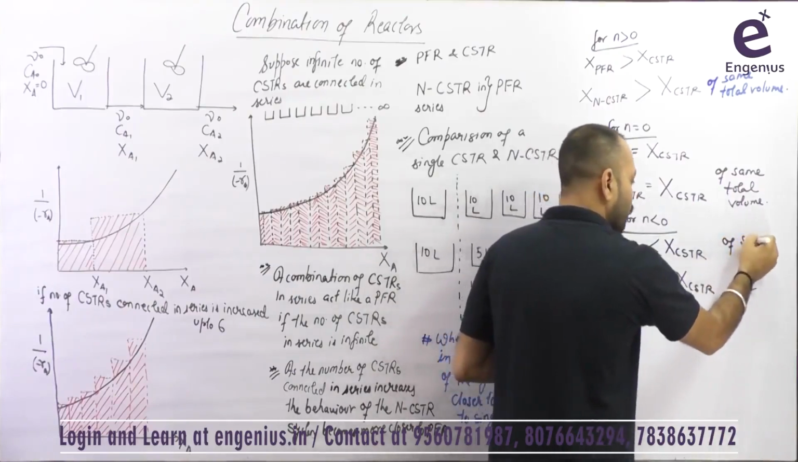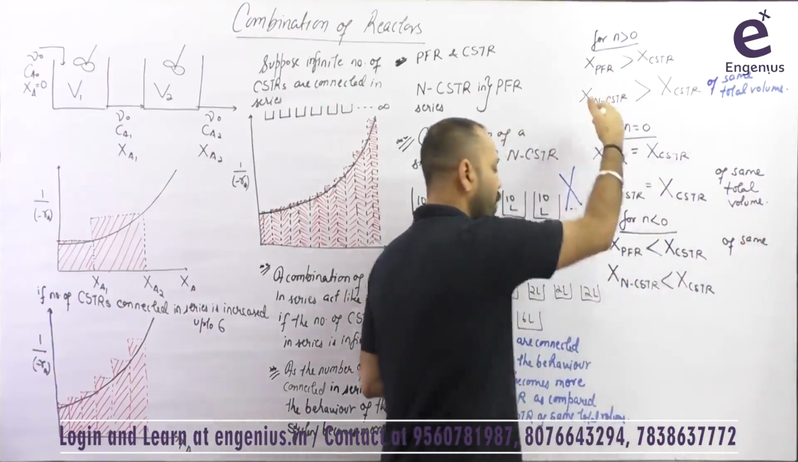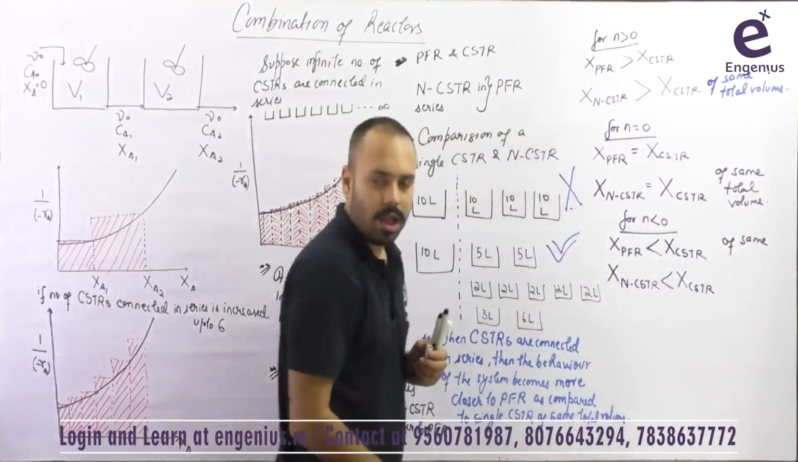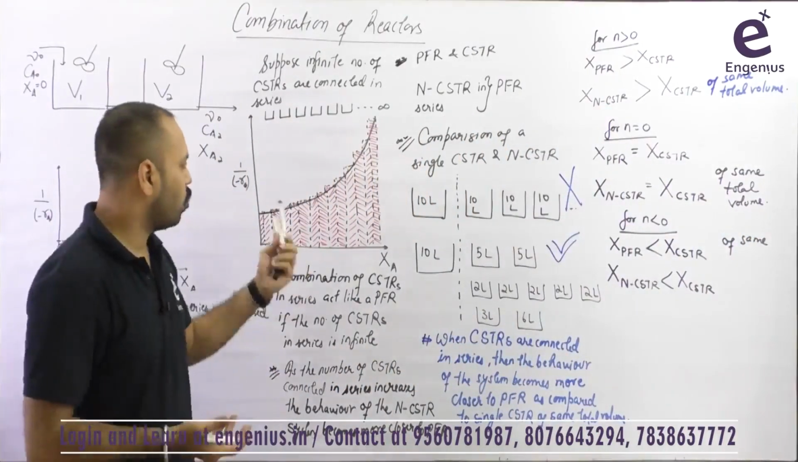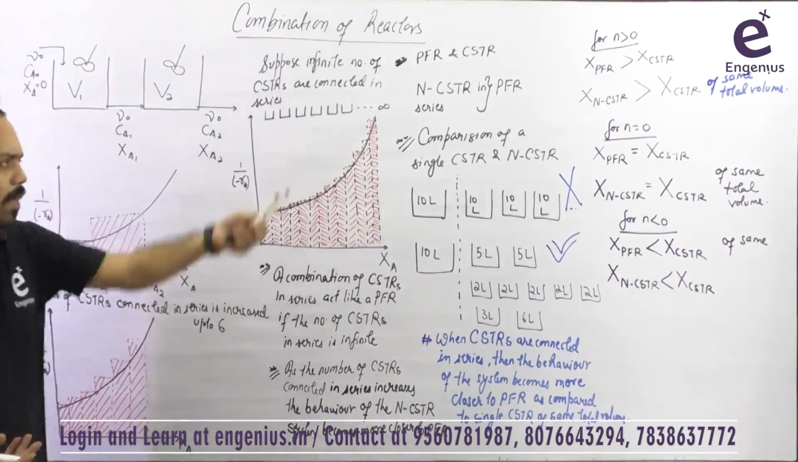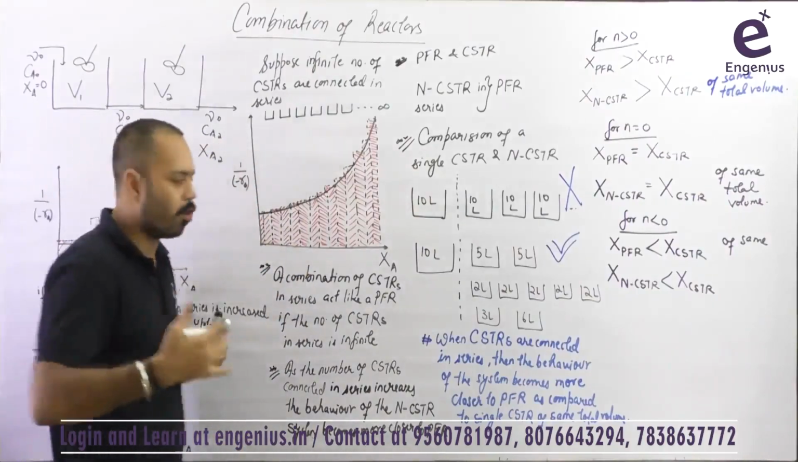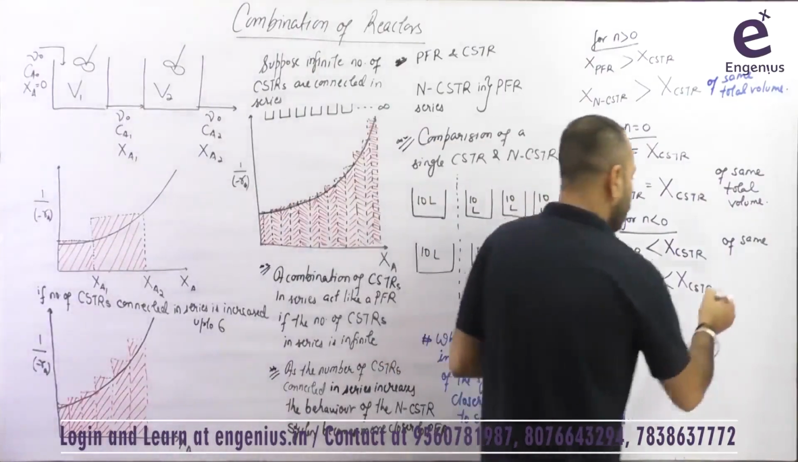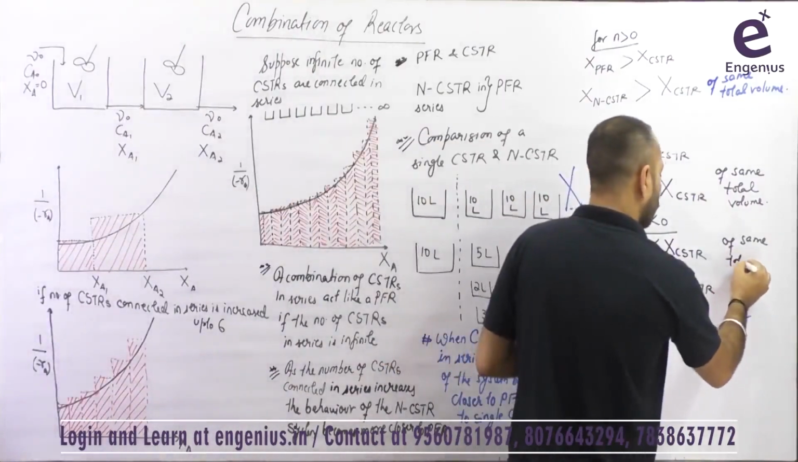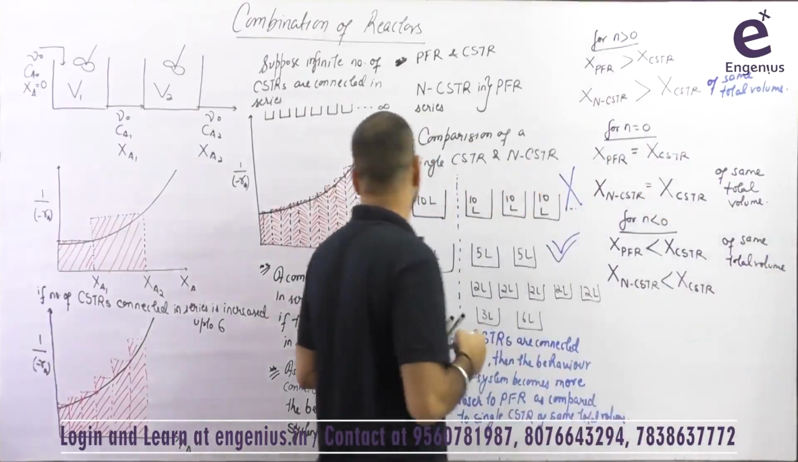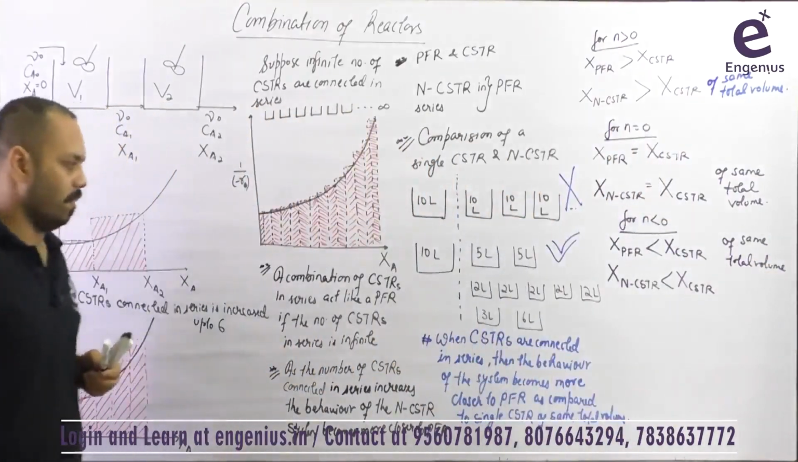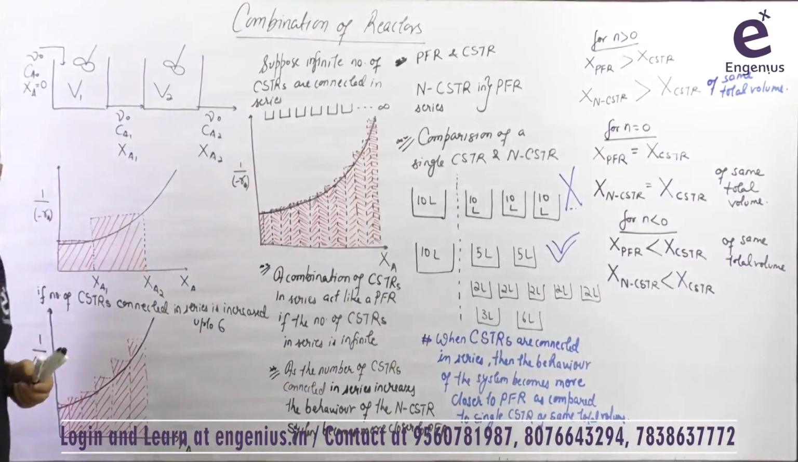आपको ये अलग से नहीं याद रखना है. No need to remember these things separately, right? If you remember that NCSTR behavior becomes closer to PFR, then you automatically remember this, because आपने CSTR और PFR के लिए अलग से कर रखा है in a single CSTR of same total volume. So this is the idea. This is the comparison of NCSTR connected in series and single CSTR.